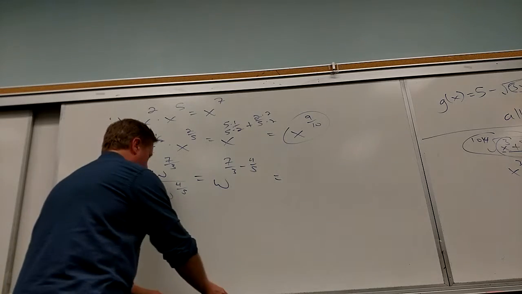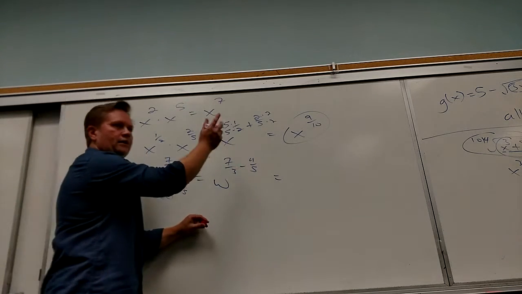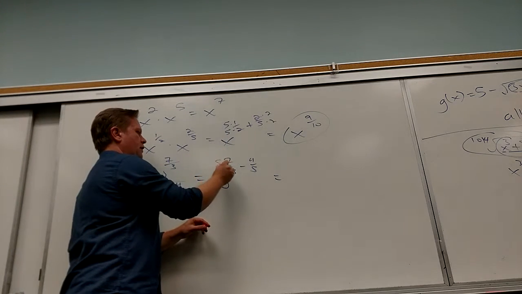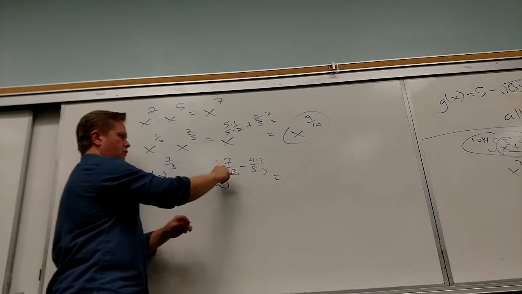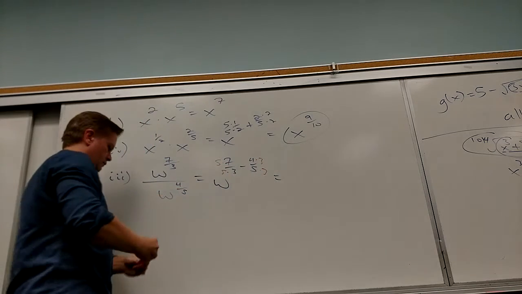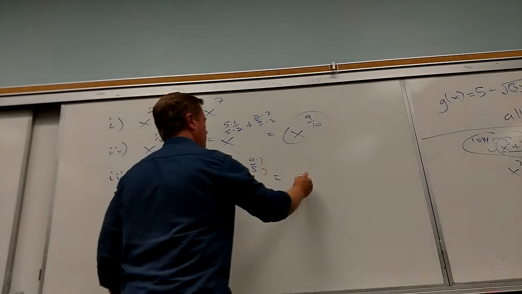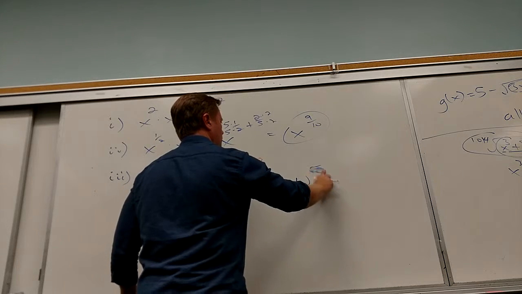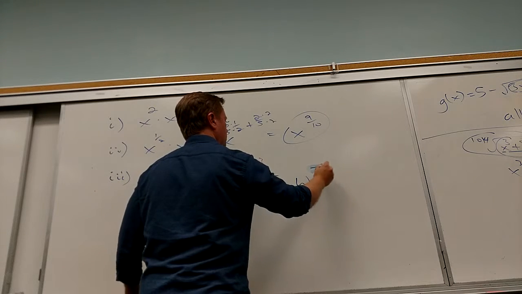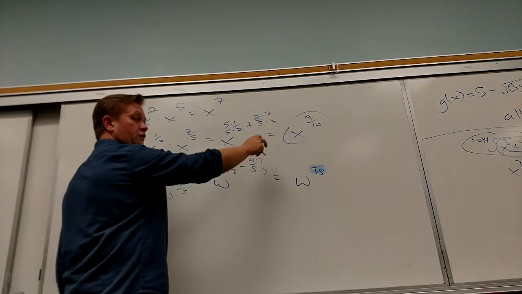So of course this is not a bad LCD, right? You need 5 there, you need 3 there. So you get 35 minus 12 over 15. What did it say? 35 minus 12 is?